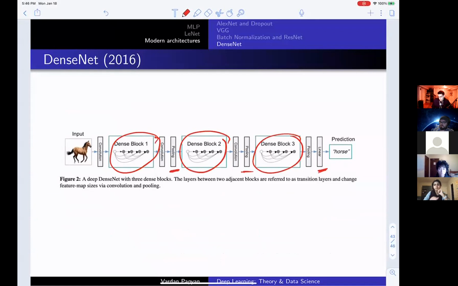So I don't want to go too much into detail about these architectures because... how do you know if your neural network is an overkill?